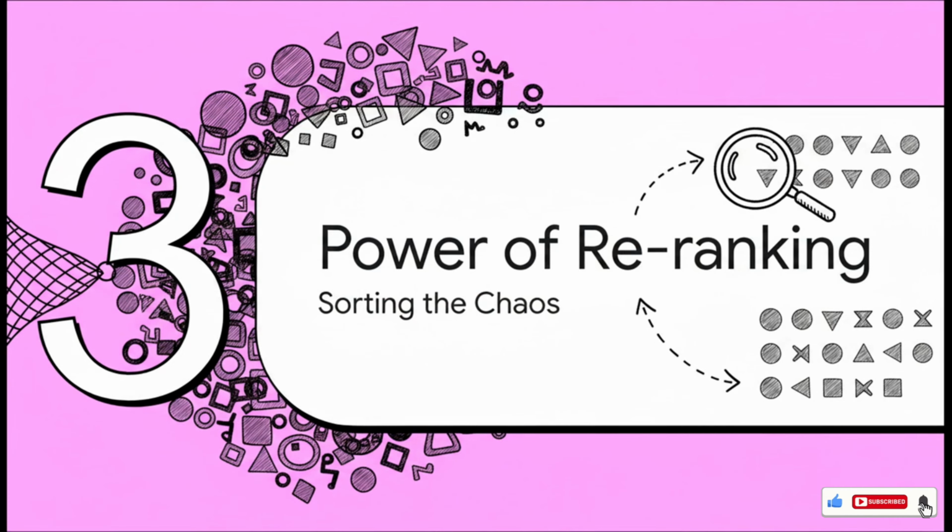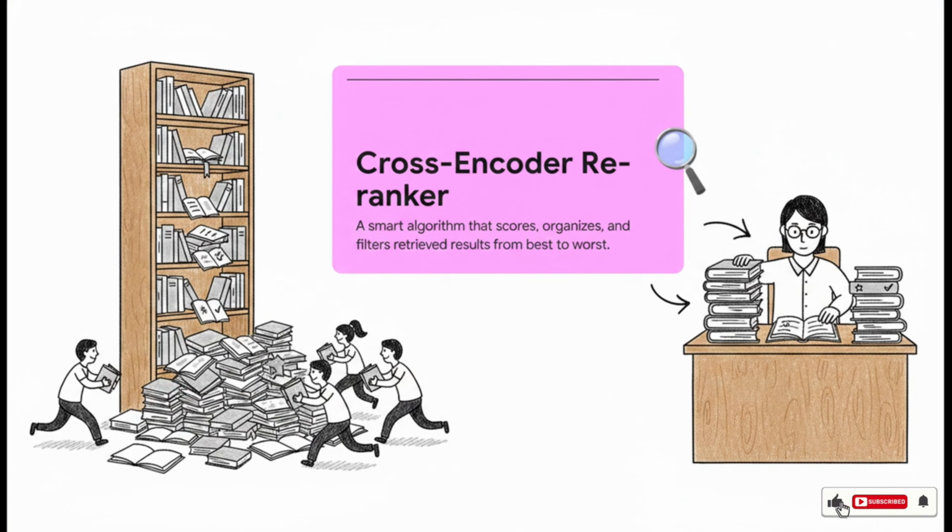Which brings us to Section 3, the power of re-ranking, sorting the chaos. We need a specialized solution to sort through that massive pile of documents we just retrieved, and that solution is a cross-encoder re-ranker. Going back to our library analogy, if hybrid search is the team of assistants who ran through the aisles frantically grabbing every book that might match, the re-ranker is the highly specialized head librarian.